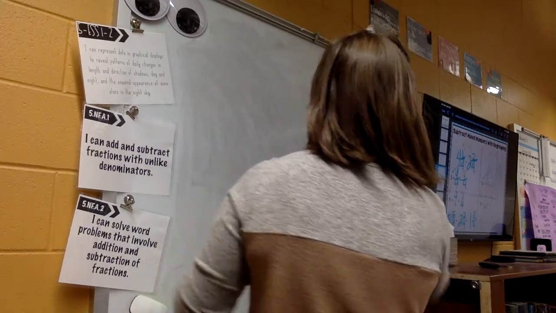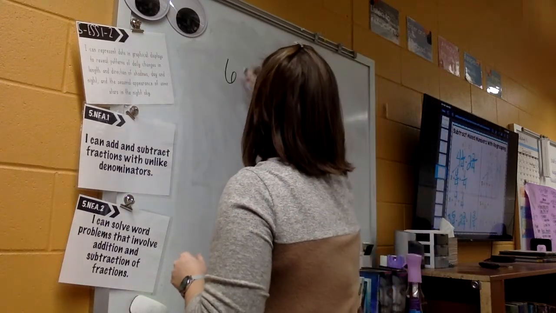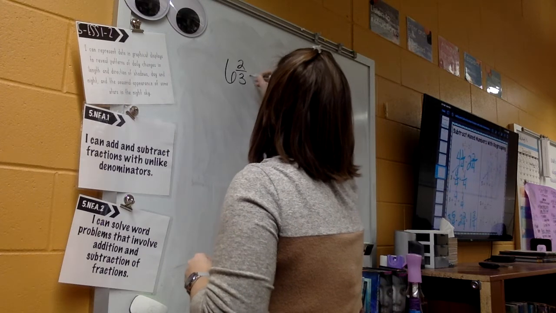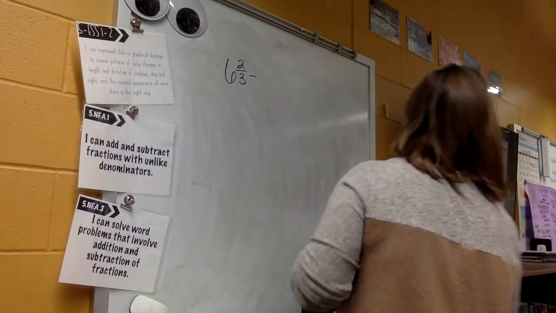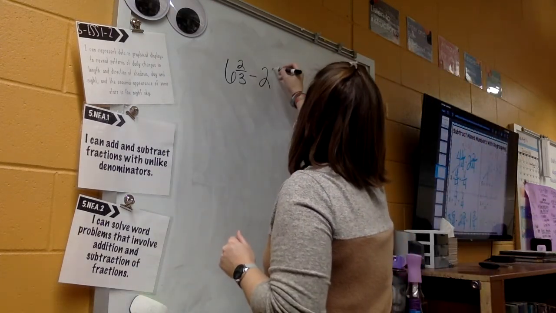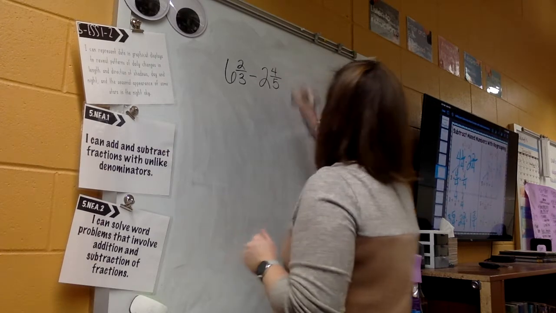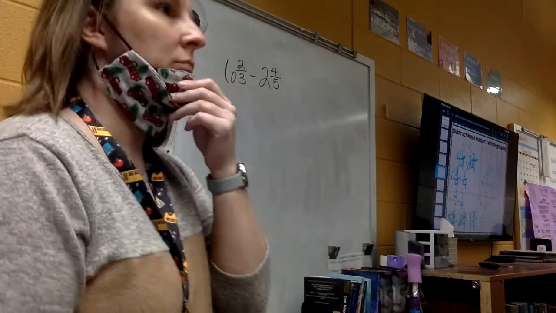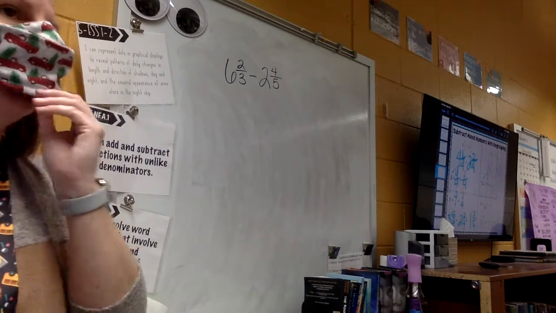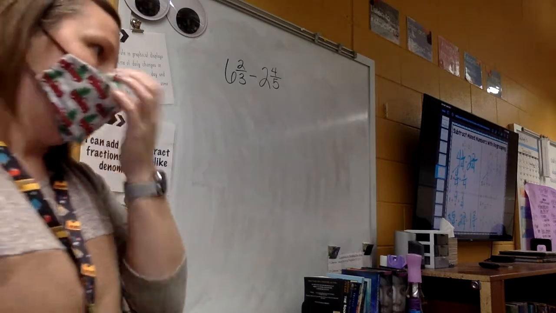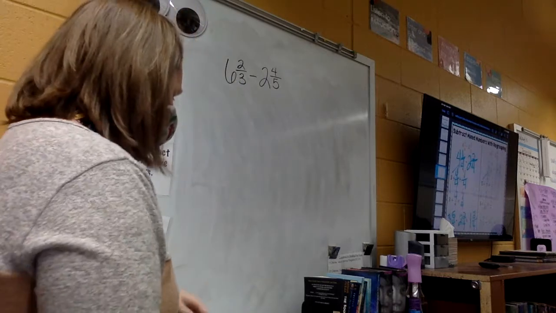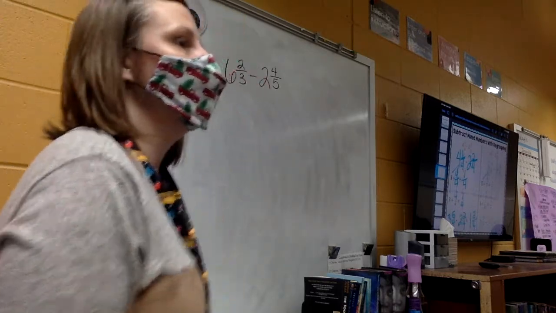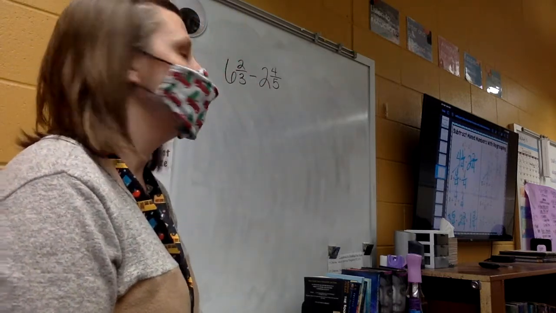So we have 6 and 2/3 minus 2 and 4 fifths. First thing I have to do is I have to find my common denominator. So I have 3 and 5. They're not even. Mallory, what is it? 15.